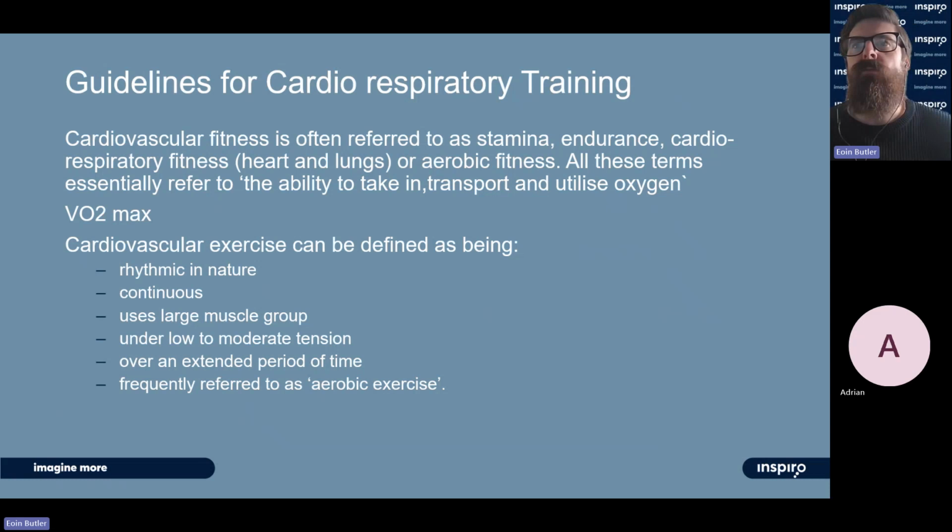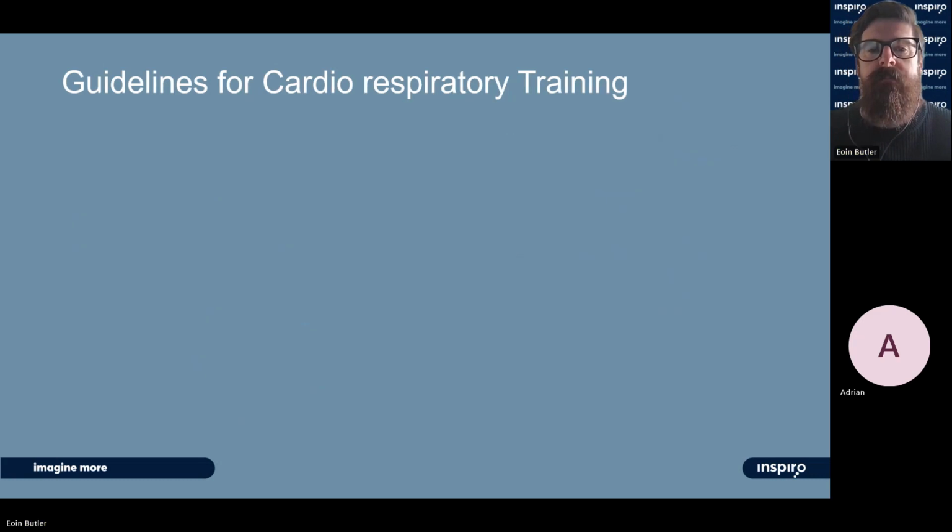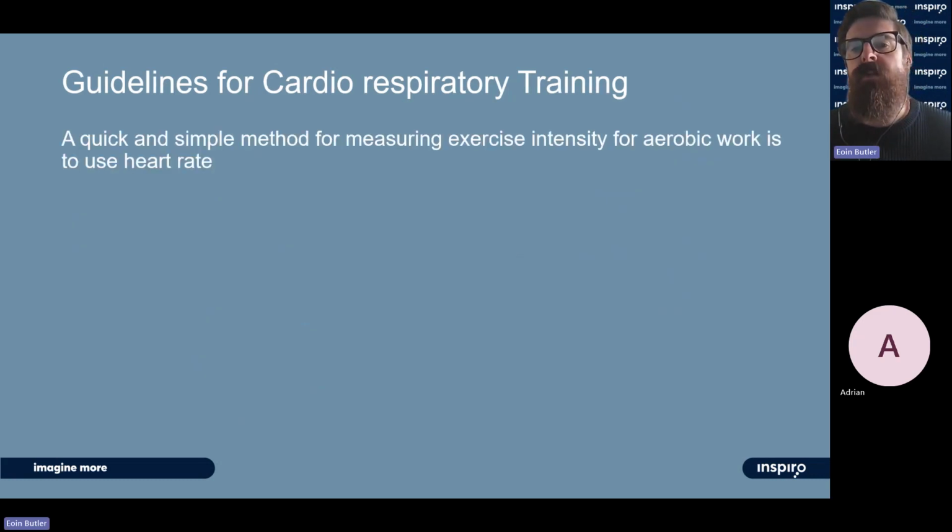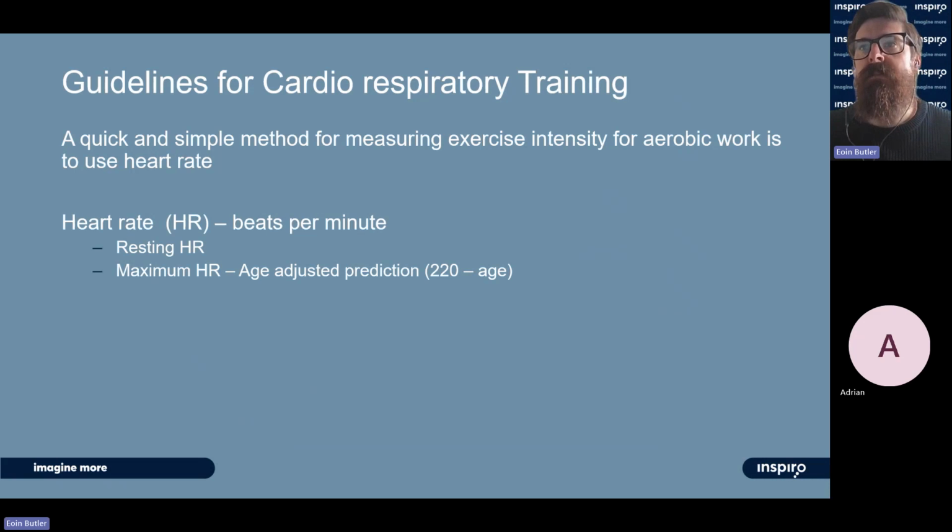Cardiovascular exercise can be defined as being rhythmic in nature, continuous, uses large muscle groups, under low to moderate intensity over an extended period of time, and frequently referred to as aerobic exercise. So a quick and simple method for measuring exercise intensity for aerobic work is to use heart rate. So heart rate is measured in beats per minute. So we've got our resting heart rate. So resting heart rate is a good measurement of fitness level. So the lower the resting heart rate is, the fitter the individual is. The maximum heart rate is an age-adjusted prediction. So we've got 220 minus your age will give you the client's maximum heart rate.